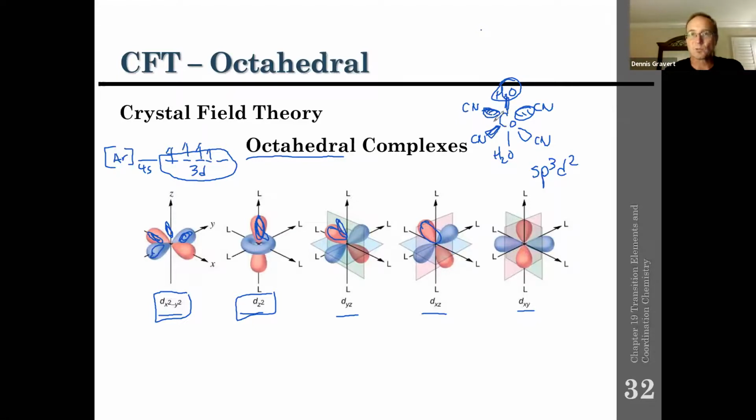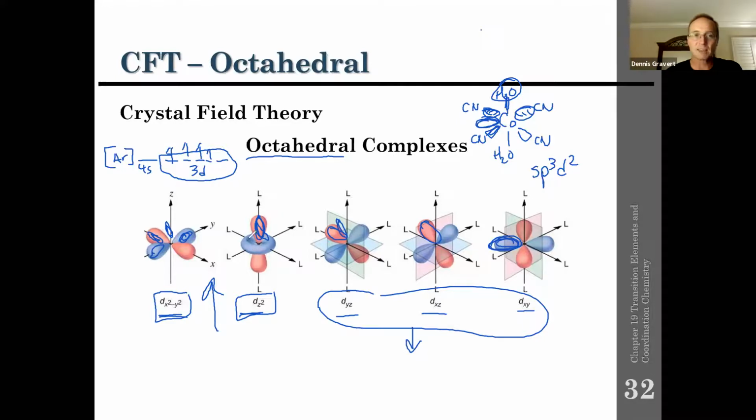For the orbitals that are in between, like this one, this is most obvious to me. This orbital is in between. It's not bumping into ligands. It has more room. It's more stable. It's going to be lower in energy. These 2 are going to be high in energy. These 3 are going to be lower in energy.